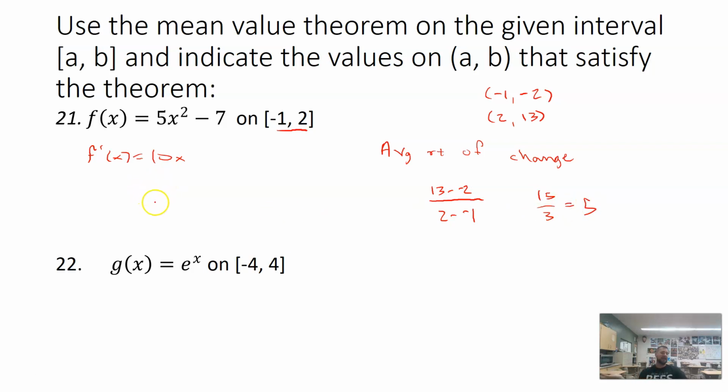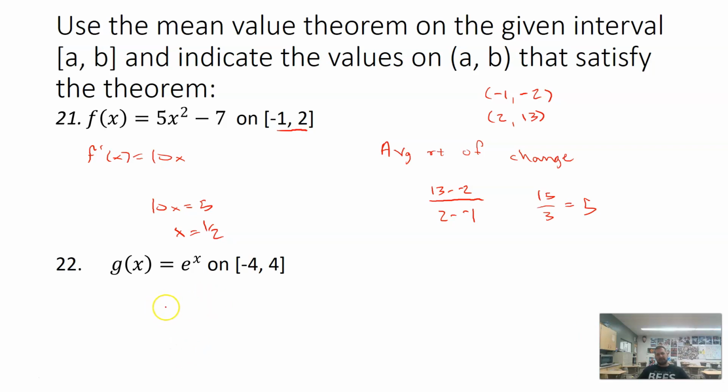So now that I've found my average rate of change, I take 10x and set it equal to 5. That's taking my derivative and setting it equal to the average rate of change. In this case, that is at x equals 1/2. So that is our answer for this particular problem.